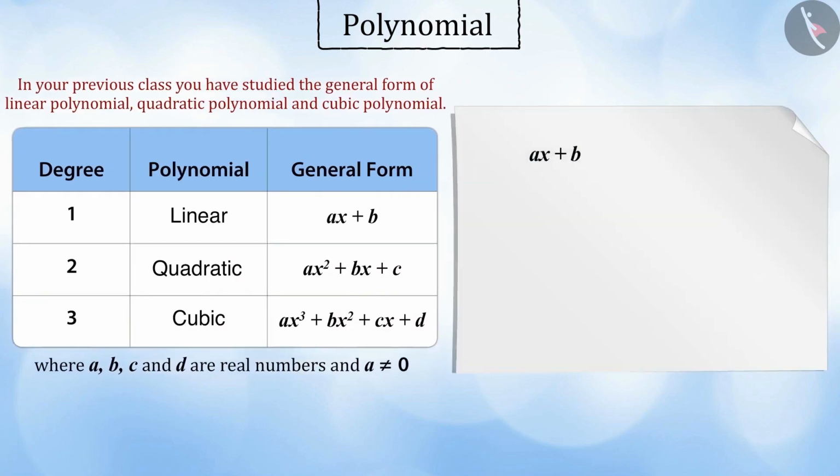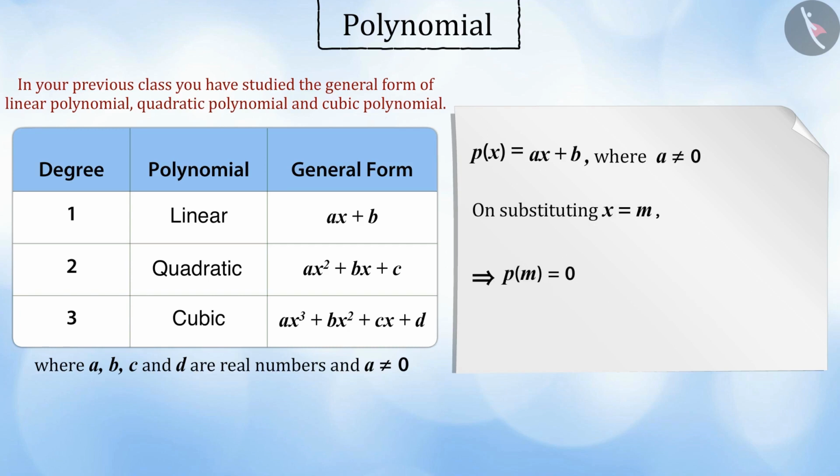Consider a linear polynomial p of x is equal to ax plus b. Here, on substituting x with any real number m, if the value of the polynomial becomes equal to 0, then m is called the zero of the polynomial p of x. Now let us understand the geometrical meaning of zeros of polynomial.